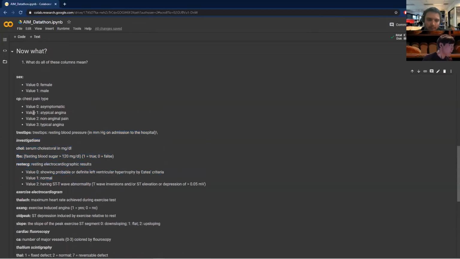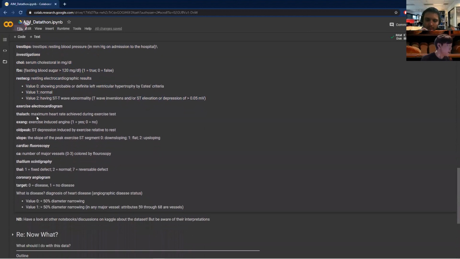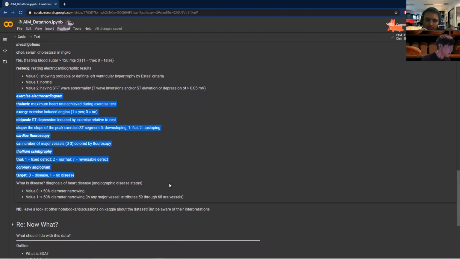But yeah, so these are all general investigations that anyone at any hospital would really do if you're suspecting heart disease. But then they've also done these 3 other specialized tests that aren't done all the time. But they might be if they are suspecting heart disease and they aren't too sure.